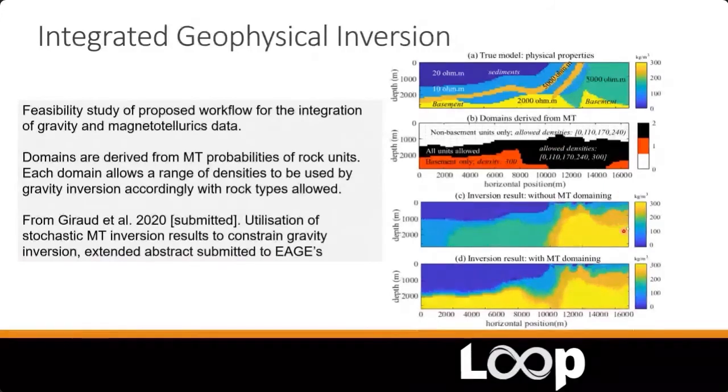So we've learned something from the MT and we used it to domain the section. And in this case, we didn't use that knowledge. And we have an inversion of the gravity, which is consistent with the gravity, but doesn't recover any basement at the bottom left here. Where we use the MT domaining, because we've learned something from the MT, we're actually able to recover the basement in the bottom left of the section. And again, the inversion is not perfect, but the trends are there at a very large scale.